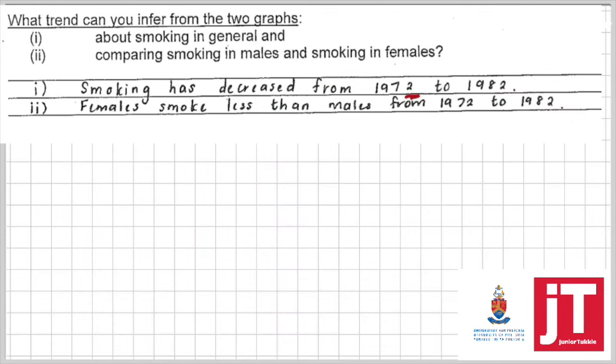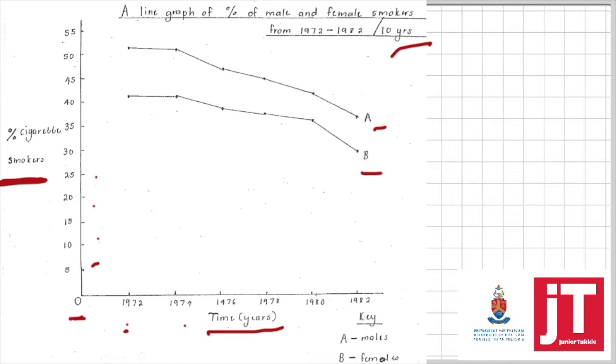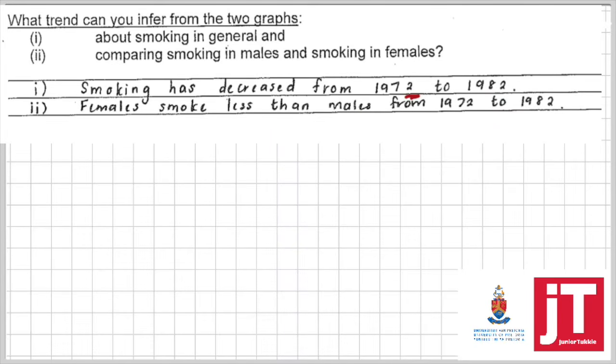That's the next one. Are you comparing smoking in males to smoking in females? Let's look. So females, there's a greater decrease in female smoking than males. So females smoke less than males from 1972 to 1982. Always make sure you have both your variables in your answer.